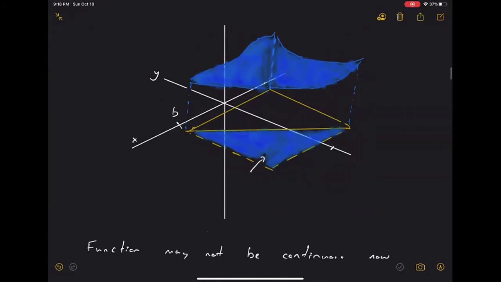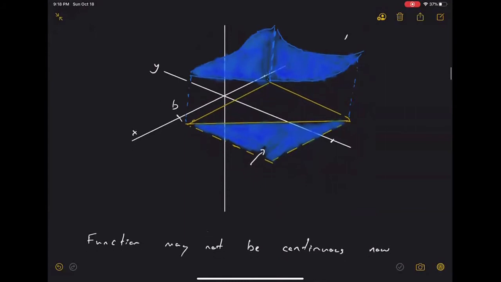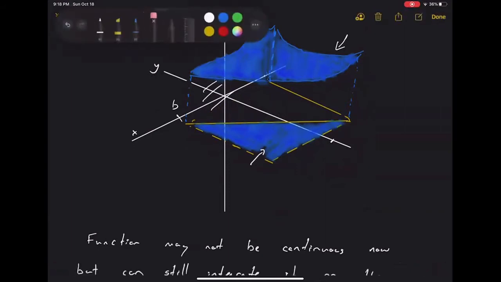I can think about integrating on this rectangle. If I integrate here, what is that giving me? It's like the volume underneath that surface, right, inside that original yellow triangle. And if I'm adding this region, this area where my function is 0, that's not going to affect the so-called volume I'm trying to find, right?